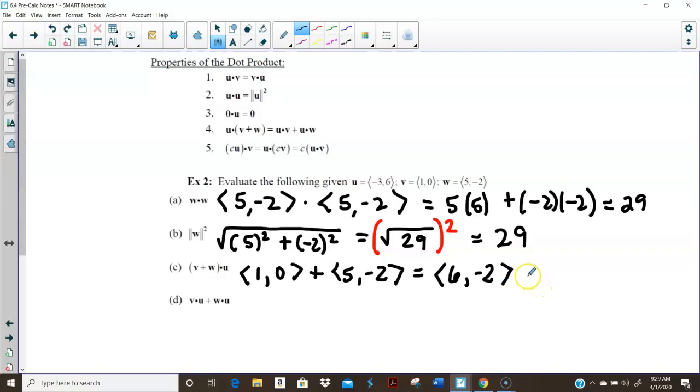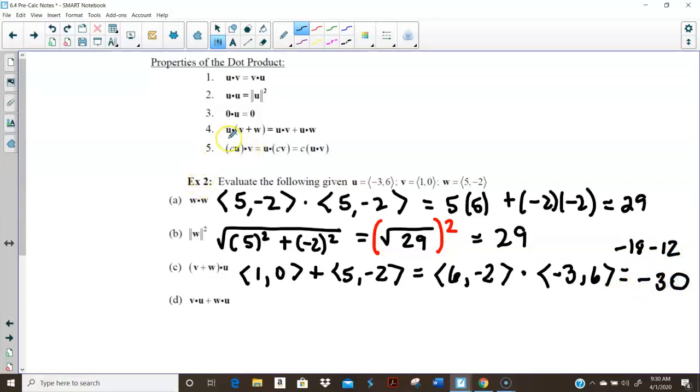Now we're going to take that and do the dot product with vector u. Vector u happens to be -3, 6. So calculate the dot product of that. It's going to be 6 times -3 plus -2 times 6. So that's -18 minus 12, and that's going to give me negative 30.